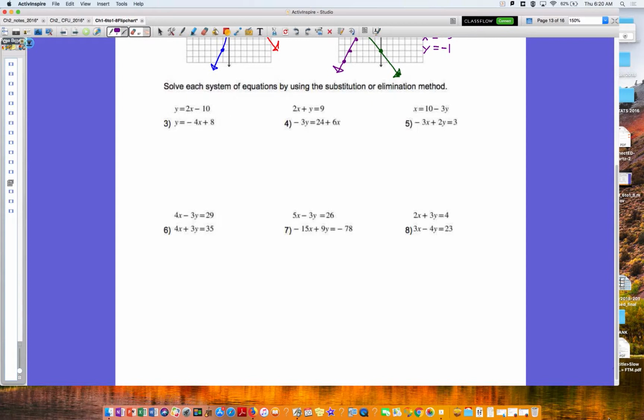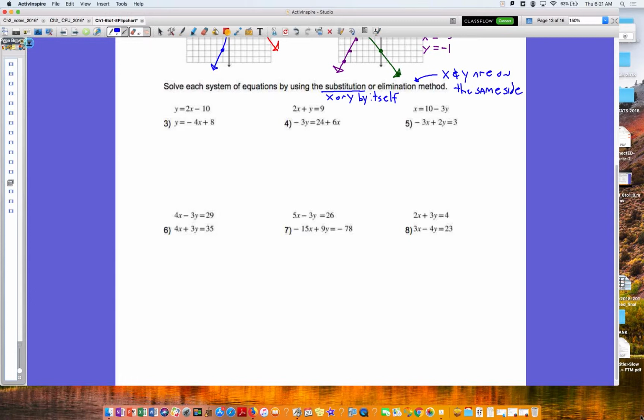The second type of problems here says solve each equation by using substitution or elimination. Now, this is basically solving it algebraically. You get to choose. Okay? Whichever one you like better, do it that way. But I tell you right now, I like to use substitution when x or y is by itself. I tend to use elimination when x and y are on the same side, meaning the same side of the equal sign.